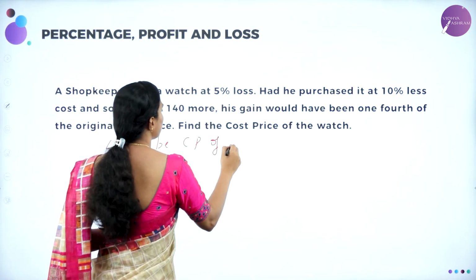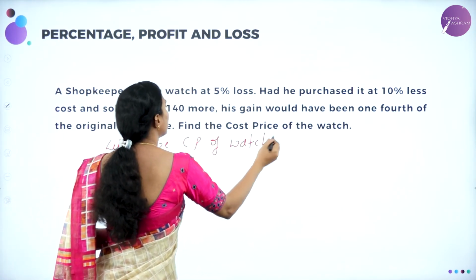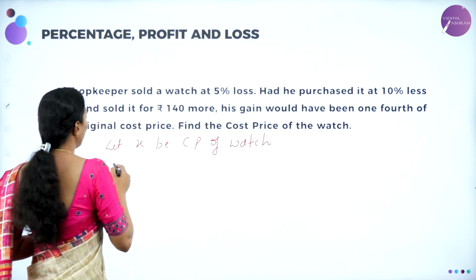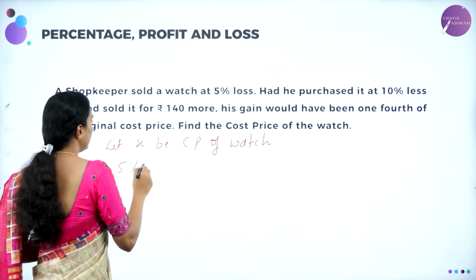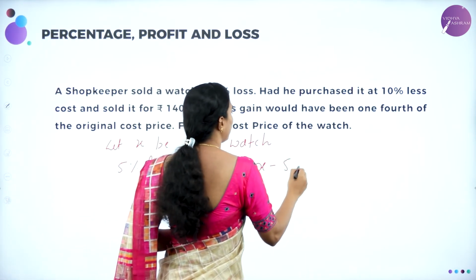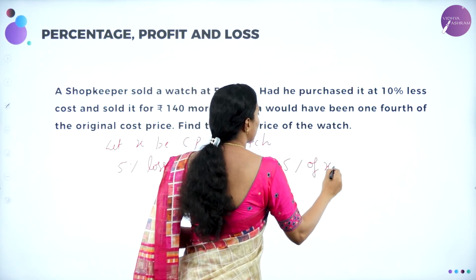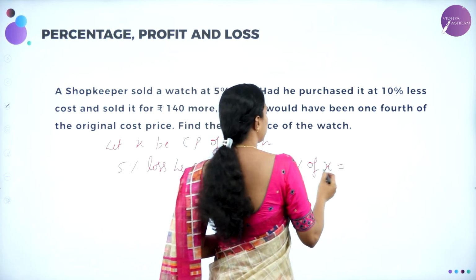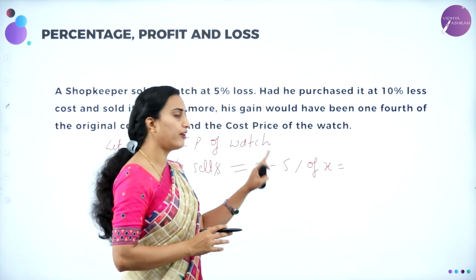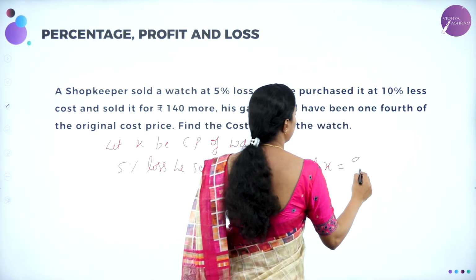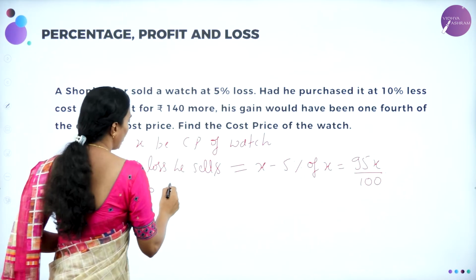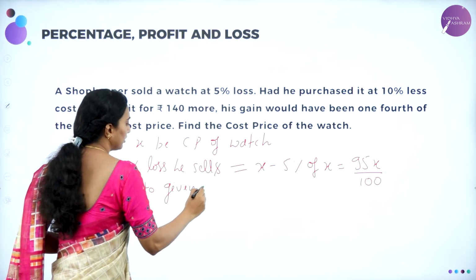CP of watch. So he is going to have a watch at 5% loss. Therefore, he is going to sell at 5% loss, which will be equal to X minus 5% of X. Which will be equal to X minus 5% means 5 by 100. So 100X minus 5X is nothing but 95X divided by 100. Correct?